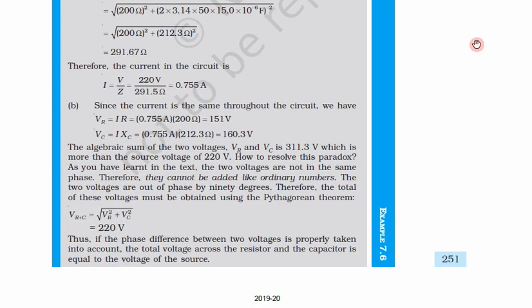How can we calculate the current? Current from Ohm's law, I is equal to V upon Z, 220 volt by 291.67 ohm. So we get 0.755 ampere. So this is the current in the circuit.